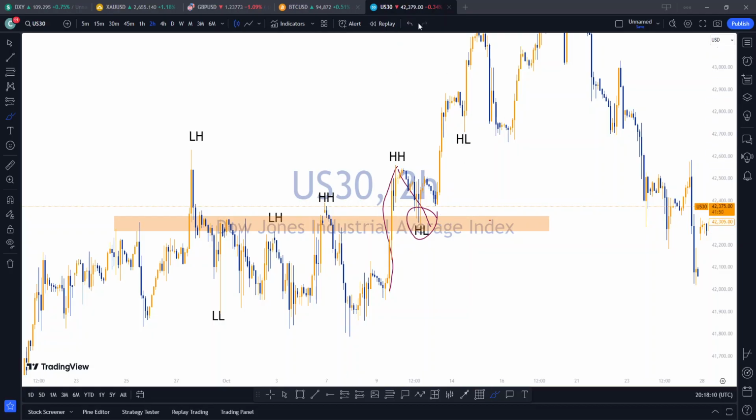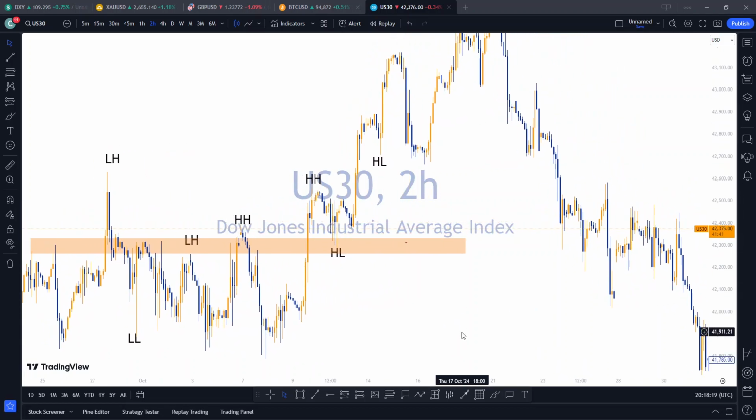So as soon as you see the break of structure right here, first of all, the break of structure is a confirmation that the market has changed direction. And like I explained to you, you've seen the break of structure. So now you know the direction has changed from a downtrend to an uptrend. And now we are going to take a buy.